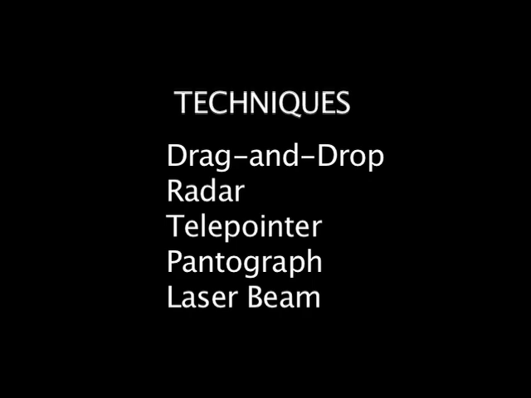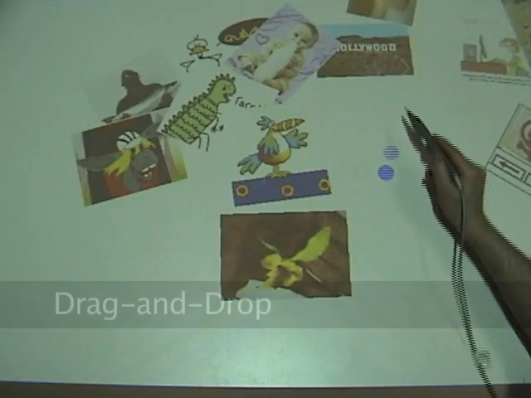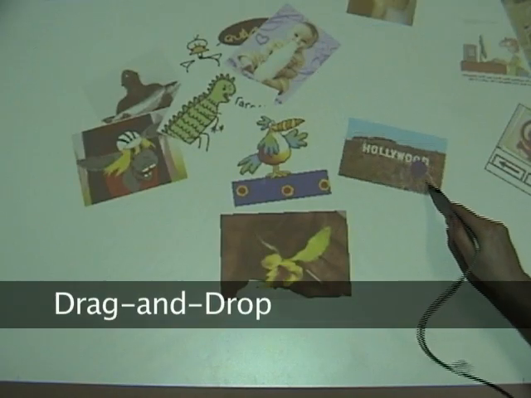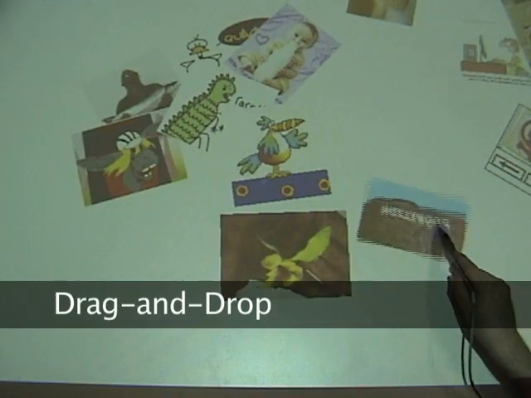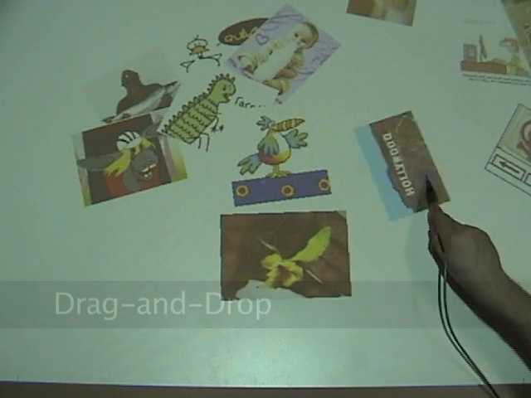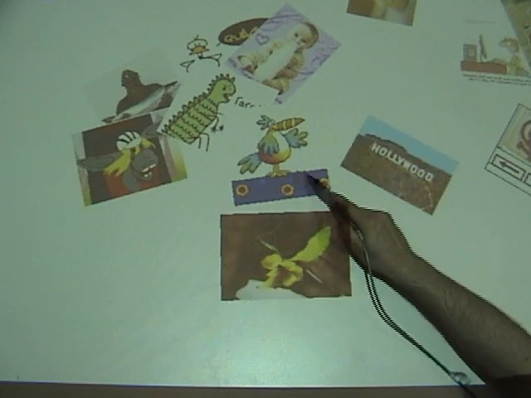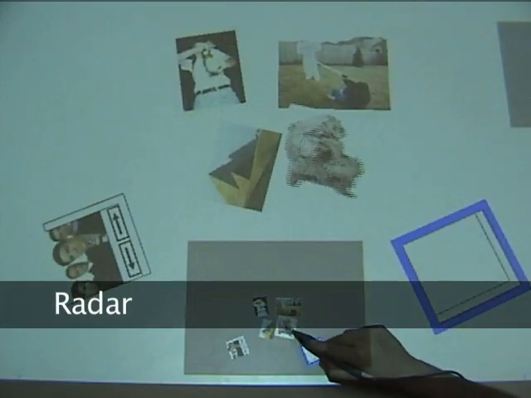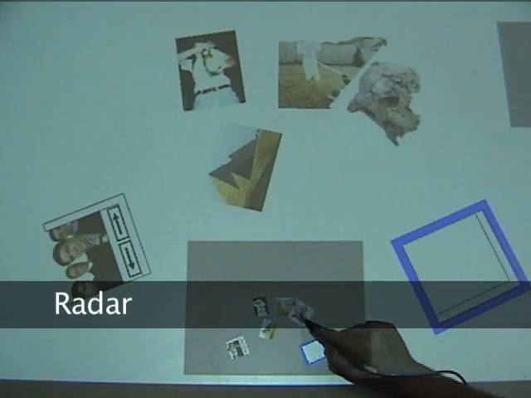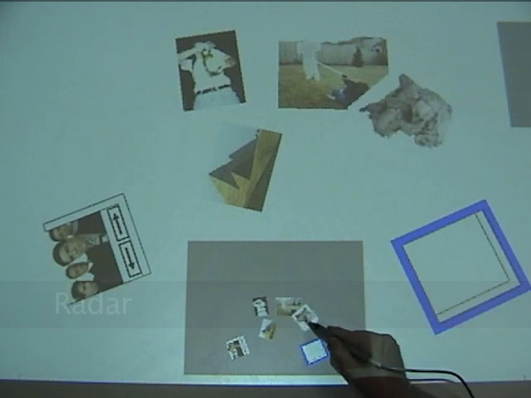We included 5 interaction techniques in the study. We selected techniques with a range of input and output characteristics. In drag and drop, users touch objects with the stylus and move them by dragging them through the workspace. Objects can be rotated by twisting the stylus. Radar provides users with a miniature version of the workspace that they can use to manipulate objects.